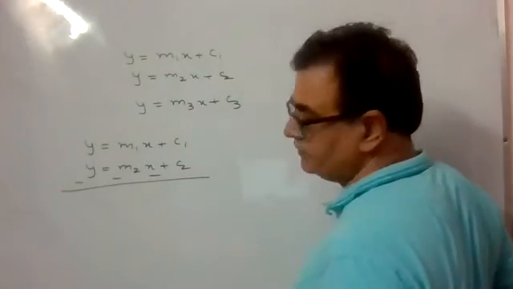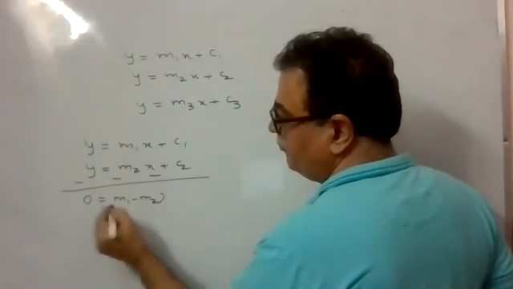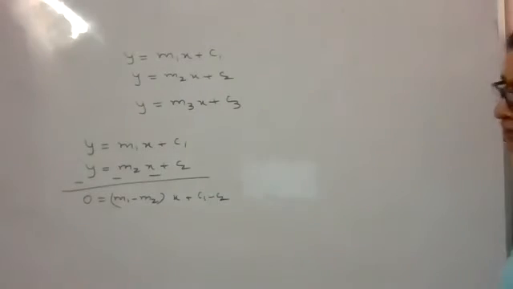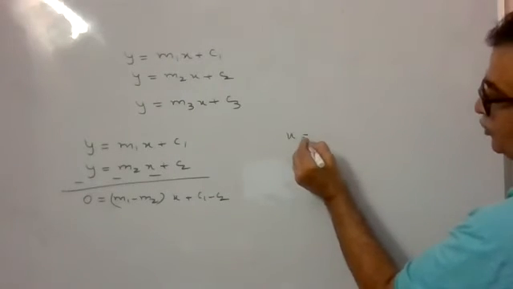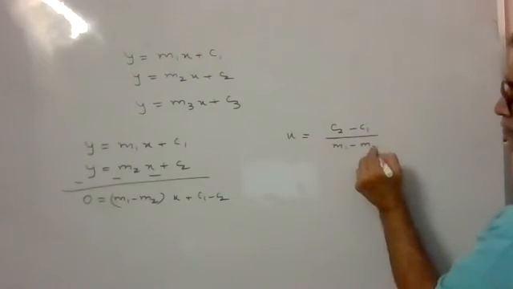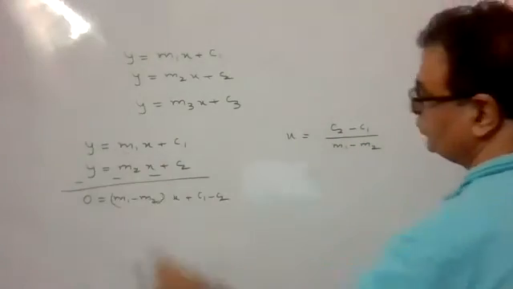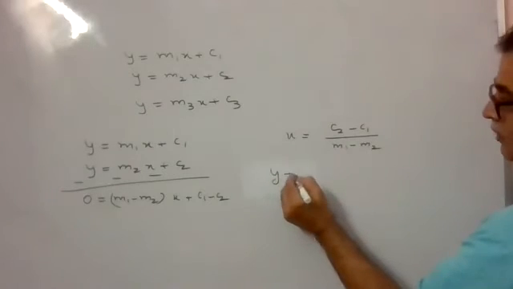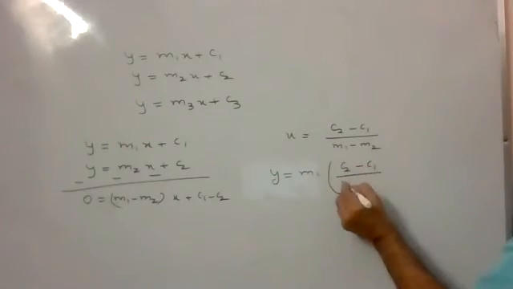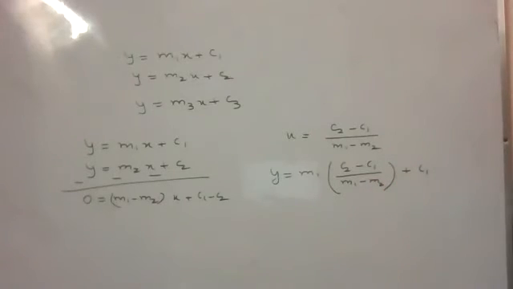Minus, minus and minus, y gone 0. x minus m2, m1 minus m2 x plus c1 minus c2, यही होगा? Yes. So x comes out to be c2 minus c1 by m1 minus m2. As you got x, we got y also now. y is equal to m1 x, means c2 minus c1 by m1 minus m2 plus of c1.